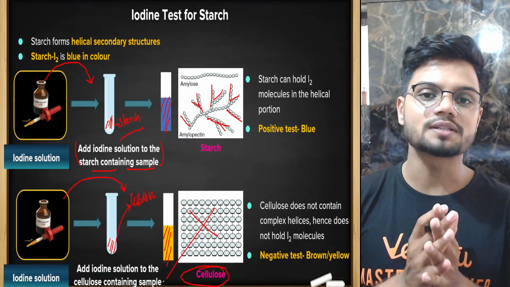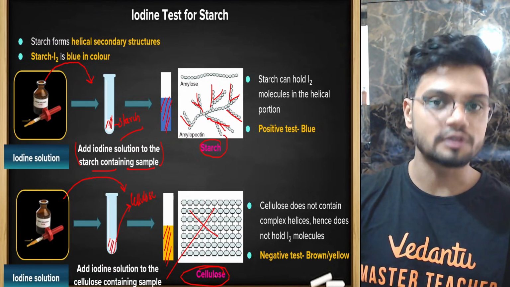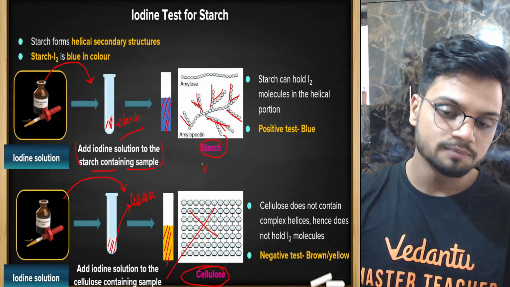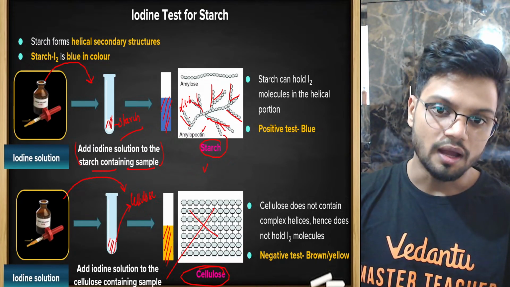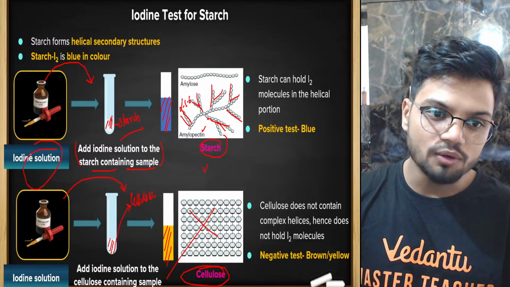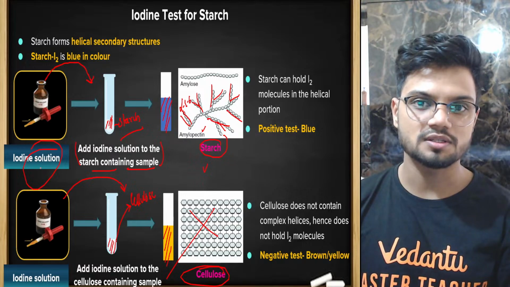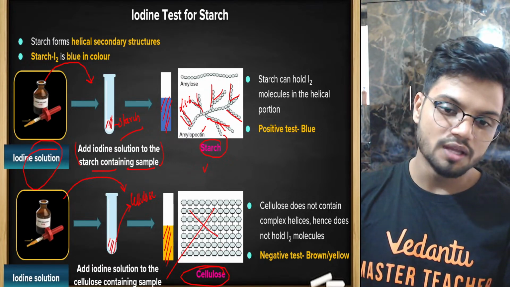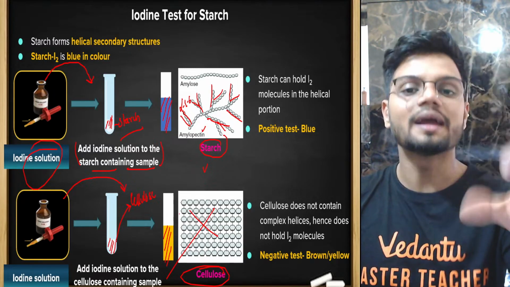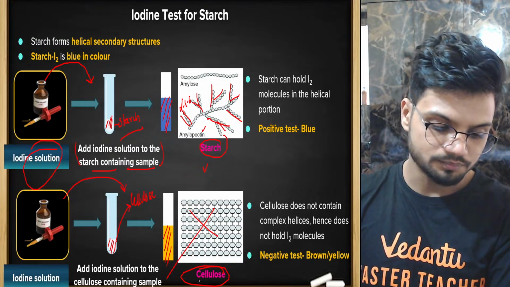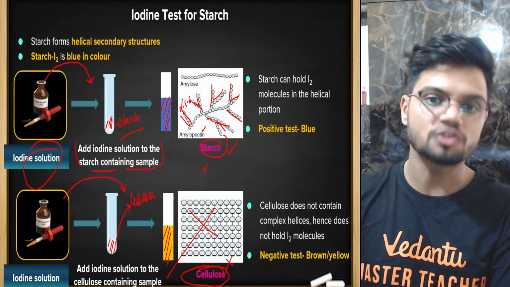So what we're trying to understand here is, since the structure of starch is different from the structure of cellulose, starch has something called amylopectin, which has alpha 1,6 linkage, and it has branching, and the iodine can be caught and held in those branches. But if you look at cellulose, there is no branching, and that is why iodine cannot be held in cellulose. So you cannot hold iodine in cellulose, but you can hold iodine in starch because of branching. That's all.